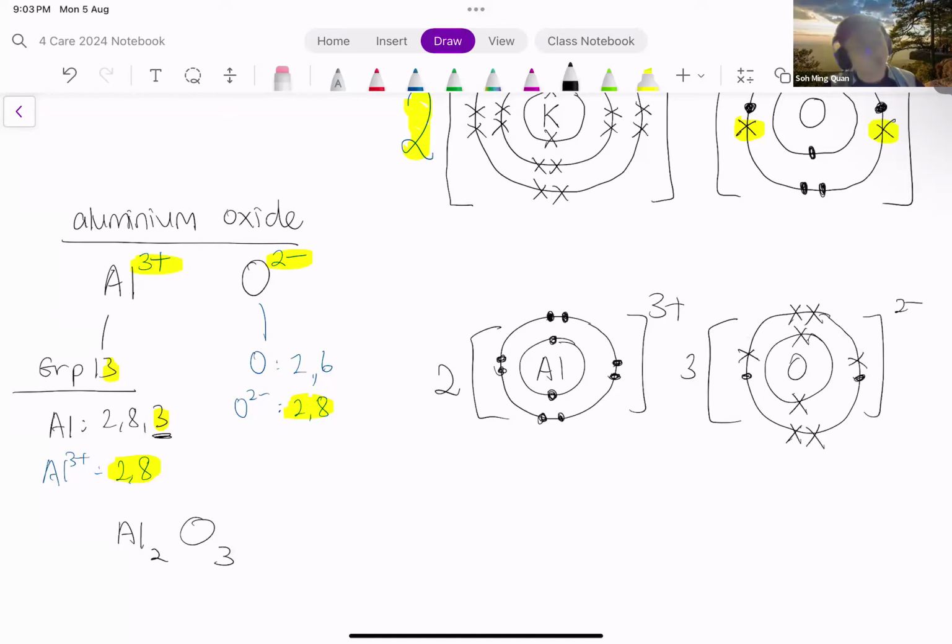And you have 3 O2 minus, and that's it. Al2O3 is the chemical formula of aluminum oxide, and that is the dot and cross diagram, which shows you the bonding in aluminum oxide. Okay?